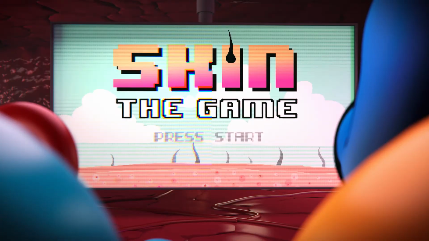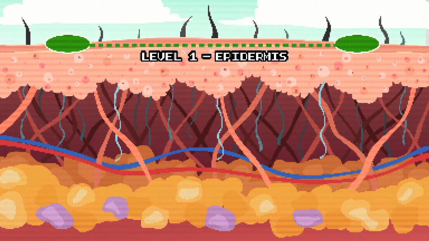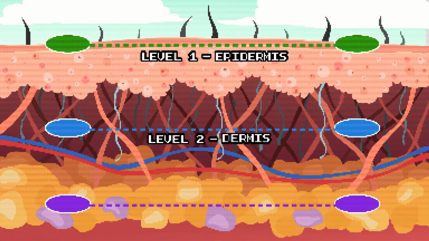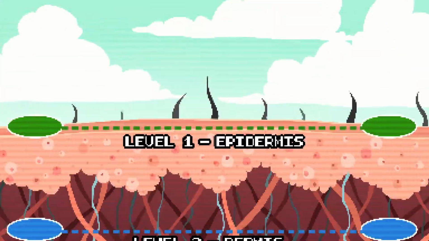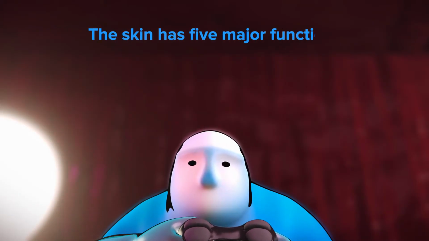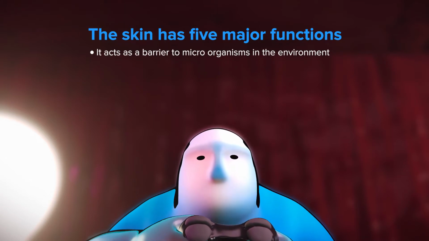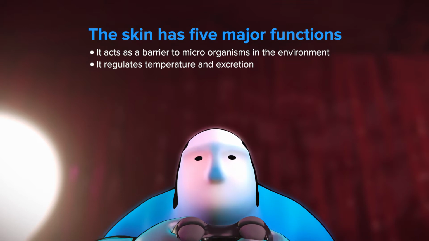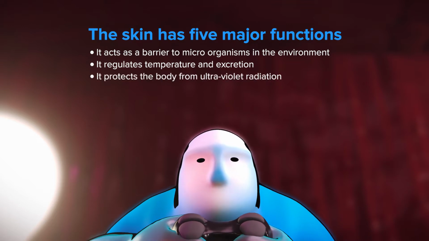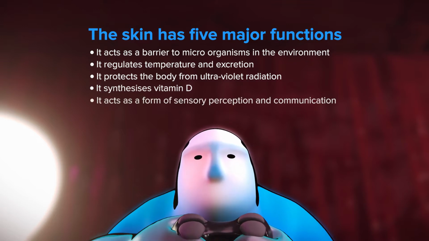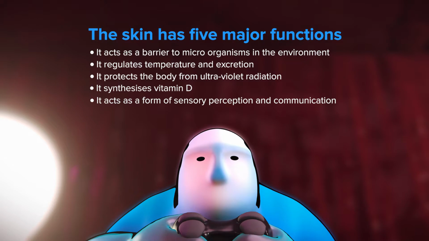But before you can understand the healing process, you need to understand the skin, where it all happens. The anatomy of the skin is an amazing and wonderful thing, and once you know your way in and around it, you can begin to appreciate the physiology of wound healing. The skin has 5 major functions. It acts as a barrier to microorganisms in the environment. It regulates temperature and excretion. It protects the body from ultraviolet radiation. It synthesizes vitamin D, and it acts as a form of sensory perception and communication.